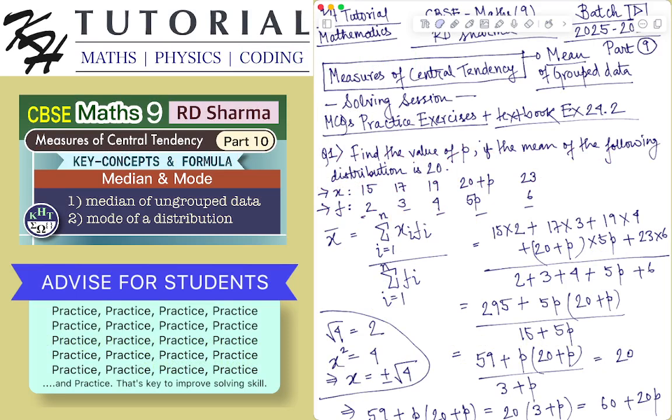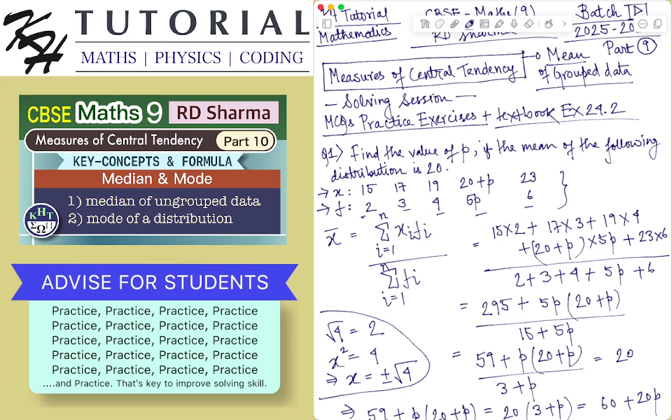Okay, so let's first address the mistake I did while solving one problem from the previous video. A discrete frequency distribution was given, and there was an unknown variable p in one of the frequencies. Also the value of the variate x was 20 plus p, and its frequency was given as 5p. Mean was given to be 20, and the question was asking to find the value of p.